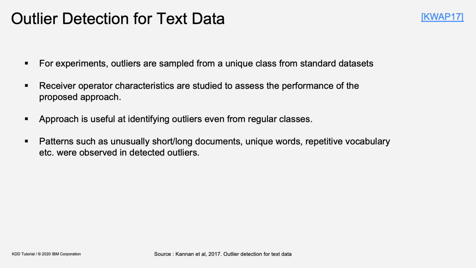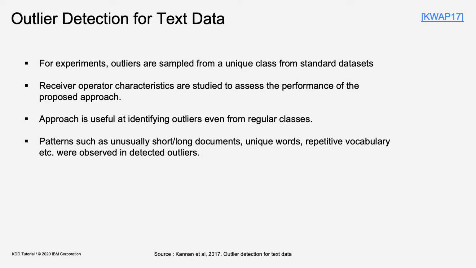The results are analyzed using the receiver operating characteristics (ROC) to evaluate a ranking of outlier scores by examining the trade-off between the true positives and the false positives, as the threshold on the outlier score is varied in a range. The approach is also able to detect outlier documents from regular classes. Patterns such as unusually short or long documents, unique words, vocabulary repetition, etc. are observed in detected outliers.